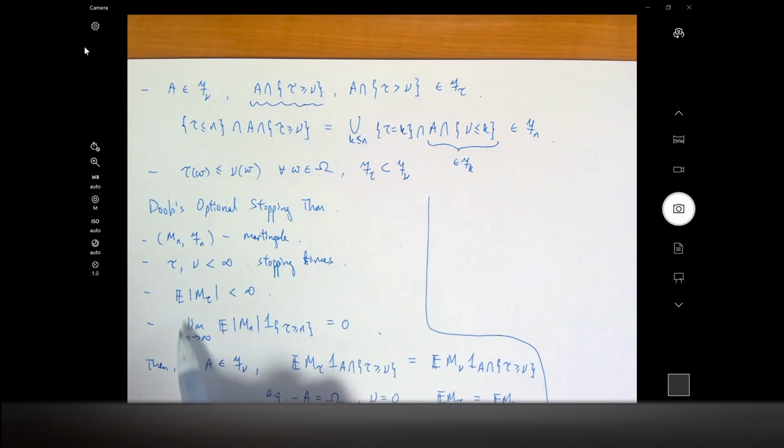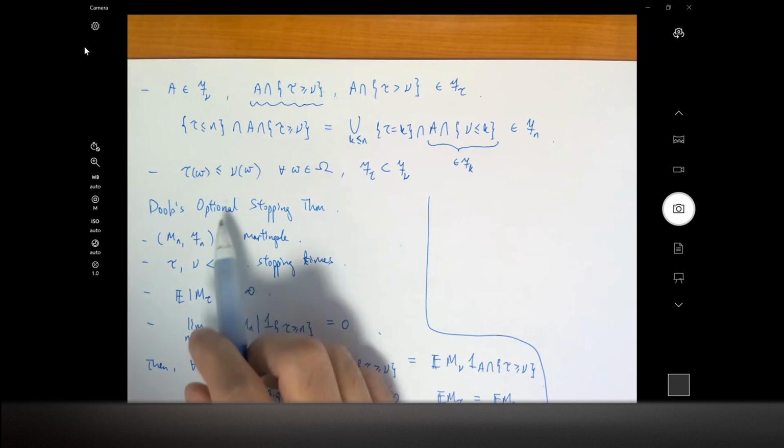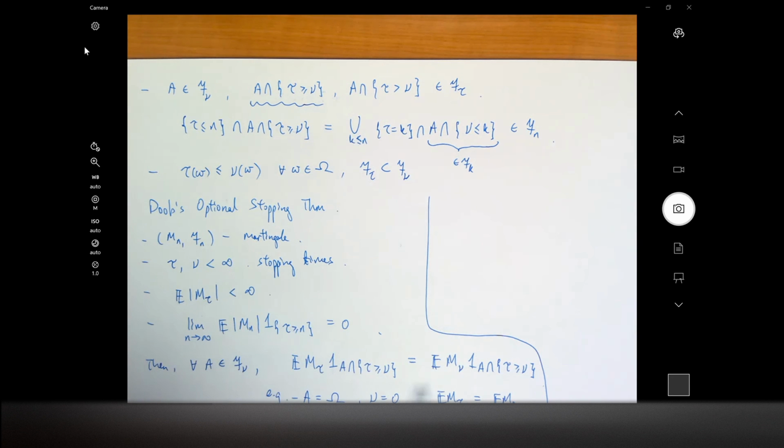So in that sense, this condition is actually essential. The example tells you that without this condition, you don't have any hope of getting this result over here.